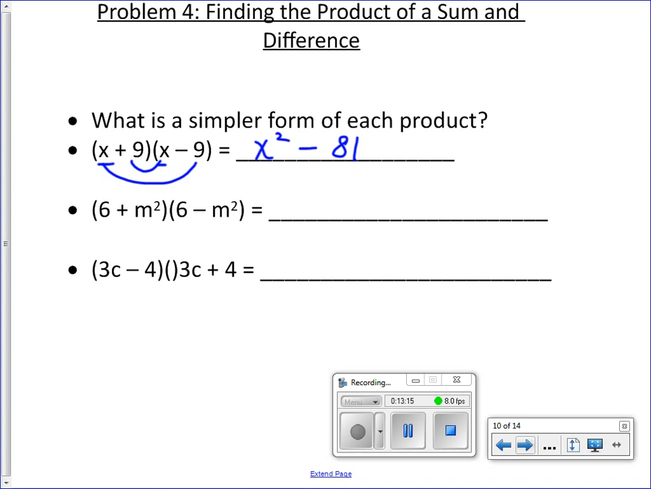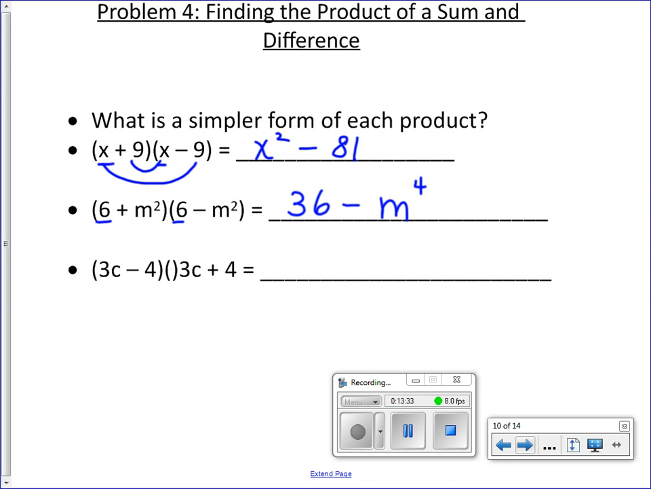Using it on the next one, 6 times 6 is 36. You know the outer term and inner term will cancel out. And then m squared times m squared would be m to the 4th. And so we have 36 minus m to the 4th.